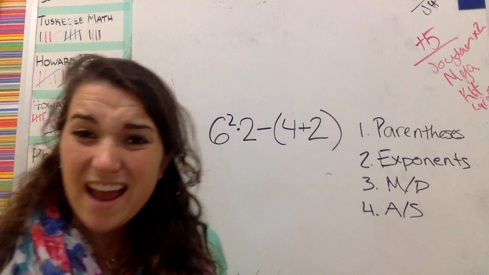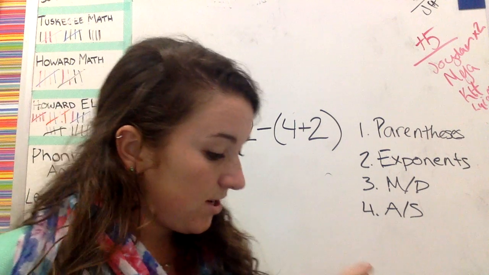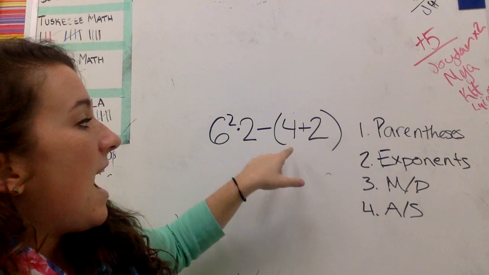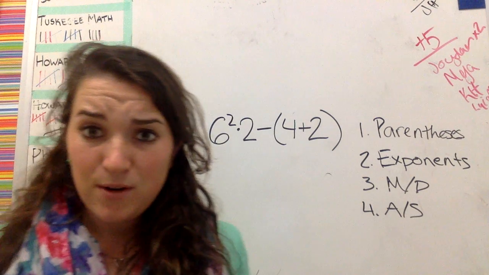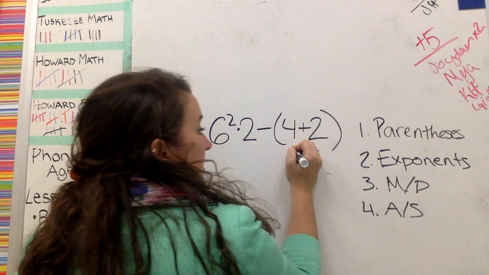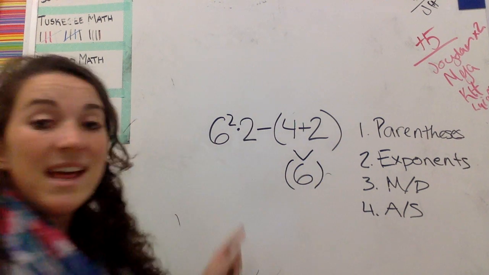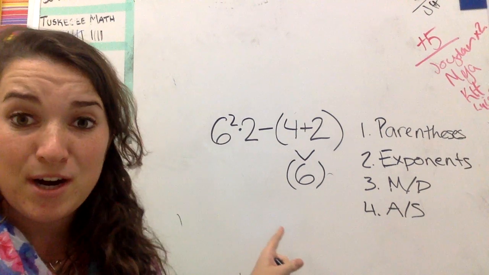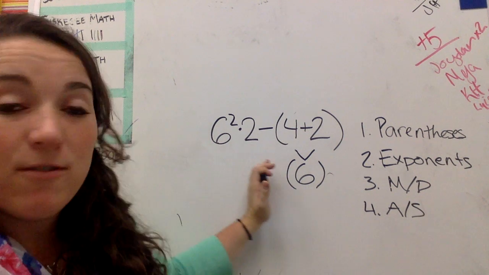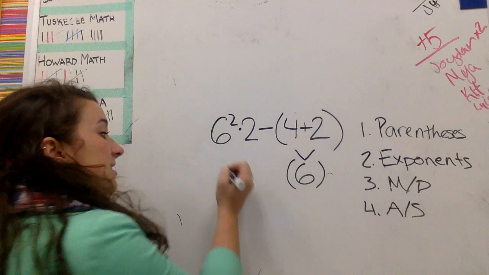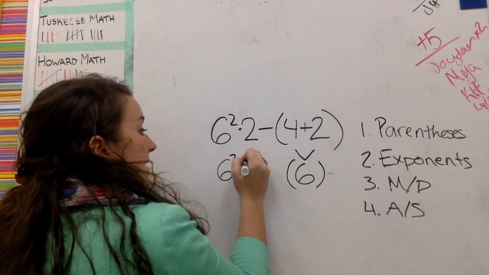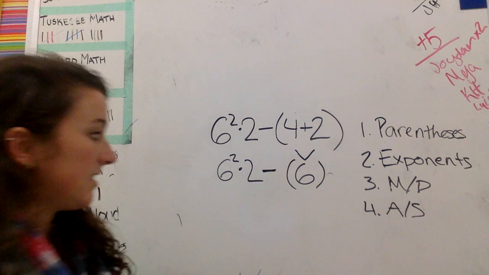So first, I have parentheses, so I need to solve that first. So inside the parentheses, I need to simplify 4 plus 2. So 4 plus 2 is 6. Now I'm going to rewrite that, keep my parentheses, remember that's very important, and then rewrite everything else in the equation. So then it's 6 squared times 2 minus 6.